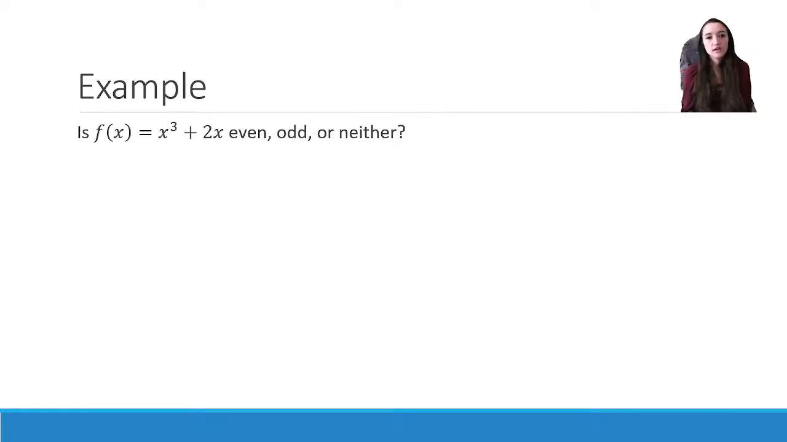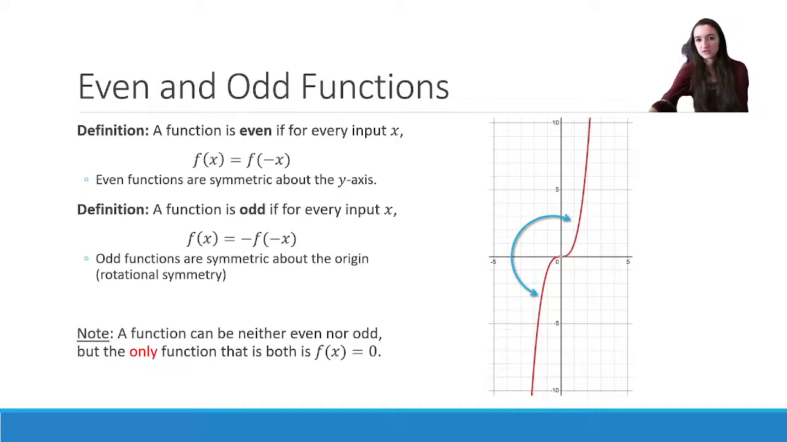So is f of x equal to x cubed plus 2x even, odd, or neither? So that is our question. How do we tell? Well, we use those definitions. We plug in -x, and we check, is it equal to f of x? And if it's not, then we are going to multiply it all by negative to see, is that equal to f of x? And if it's not, then we say neither.